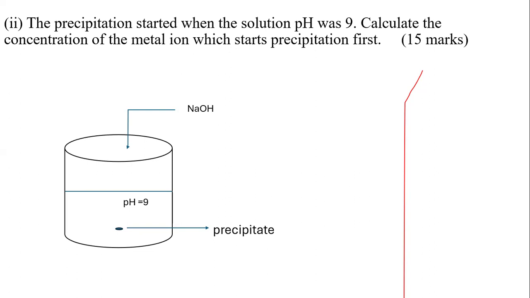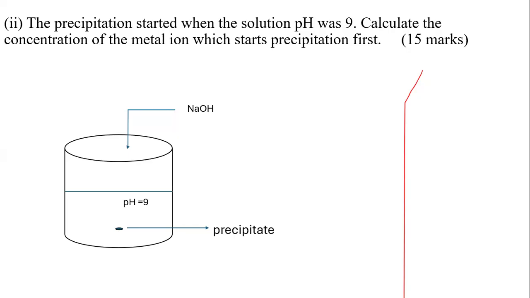XOH. I'm not asking why it is XOH. It's not directly asked, but when you are writing, you have to write that it is XOH which precipitates first. You don't have to write the reason, because I'm not asking for it.